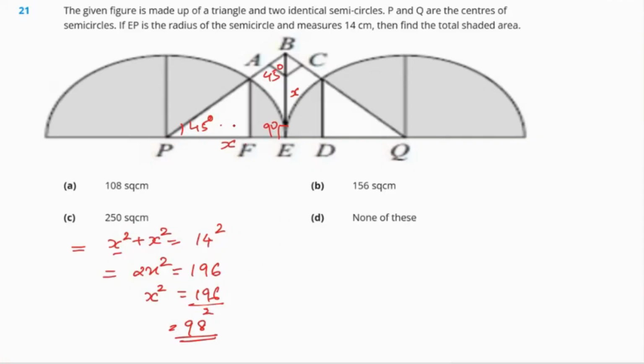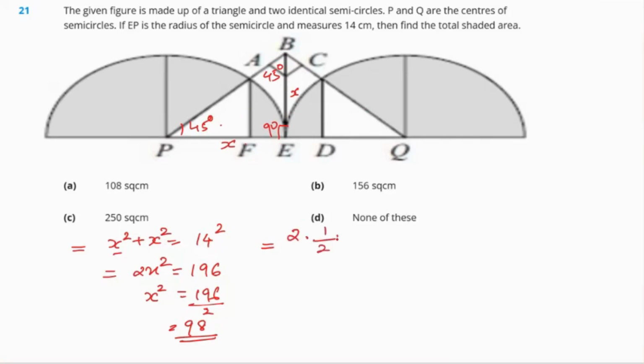Next, we will find out the area of two semicircles and two triangles. Two right angle triangles you can see here. This big triangle is divided into two right angle triangles. So first we will find out the area of the semicircle. Area of a full circle is pi r square. Semicircle is half pi r square. So here we are having two semicircles.